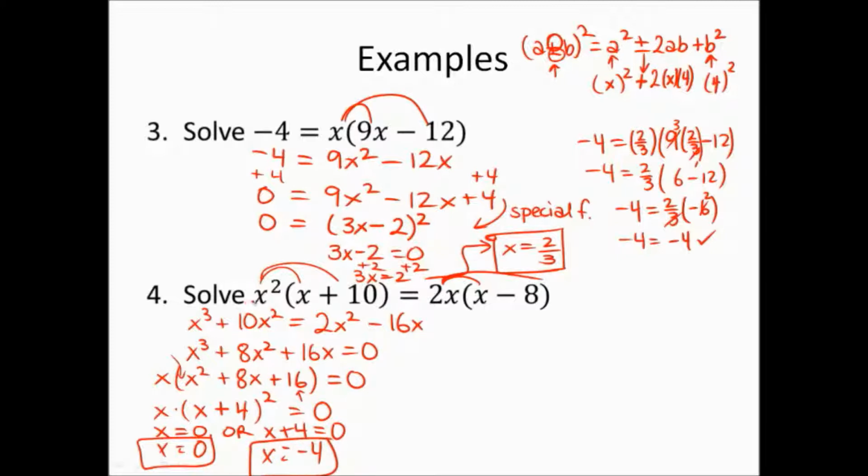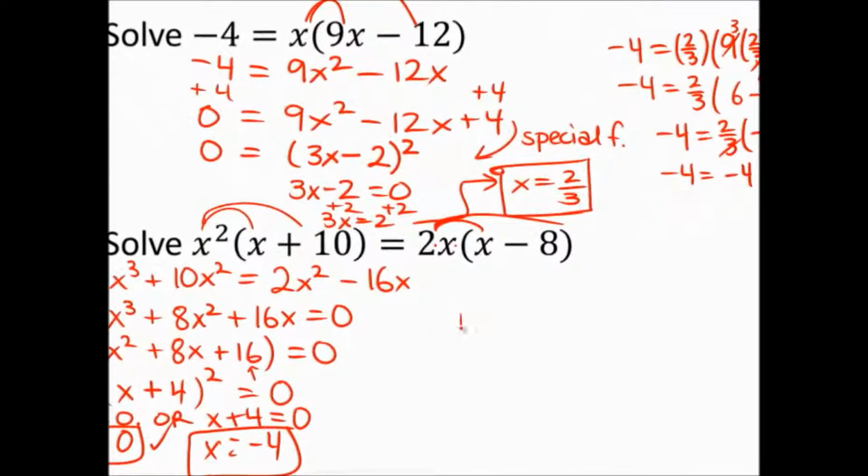You can check both. If you plug in a 0, you can think through this on your own. This would be 0 times whatever. Would this make the left side equal 0? And this side also would have a factor of 0, which would make this side 0. So 0 works. A -4, -4 squared would give us 16, and then -4 plus 10 would give us 6.